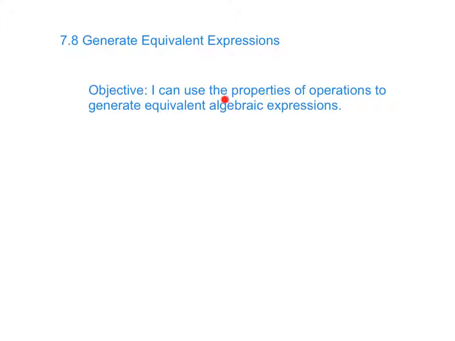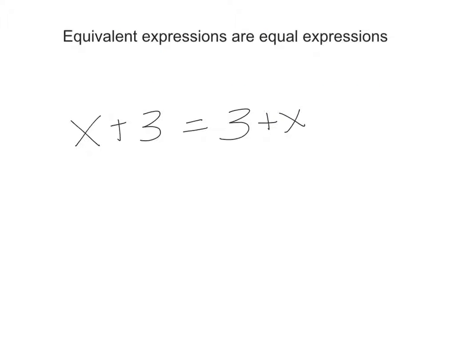Hopefully you have heard of these properties, at least previously. You know operations, that word means addition, subtraction, multiplication, and division. And the properties, I think as I review them, they will sound familiar. So first of all, an equivalent expression are equal expressions. So for example, x plus 3 is equal to 3 plus x. They mean the same thing. It doesn't really matter where I put x and 3, but I can switch them around and they are still equal. That's our goal, is to make equal expressions or equivalent.